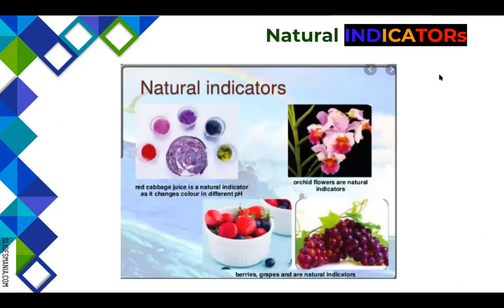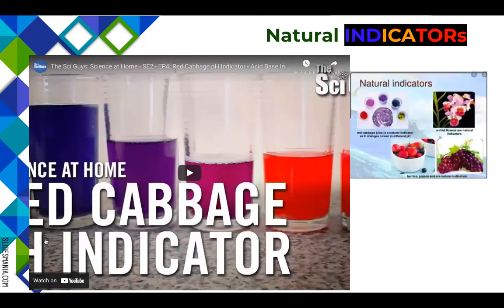So again, you have natural indicators. There are different things that are natural, and you can find them in our environment, and they change color based on whether they're in the presence of acids or bases. Red cabbage juice is a natural indicator as it changes color in different pH. Pretty cool. Orchid flowers, berries, and grapes are natural indicators as well. So we're just going to look at this video. This is a video showing people actually making red cabbage indicator in their home.